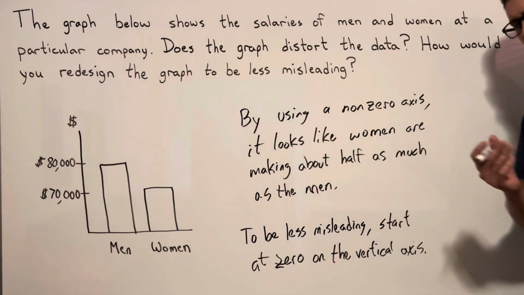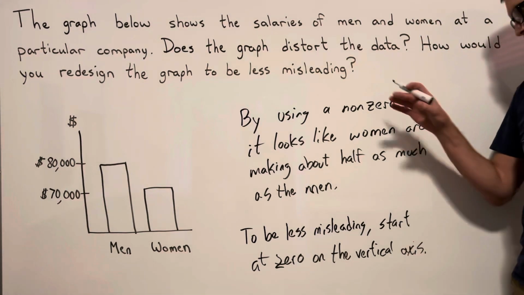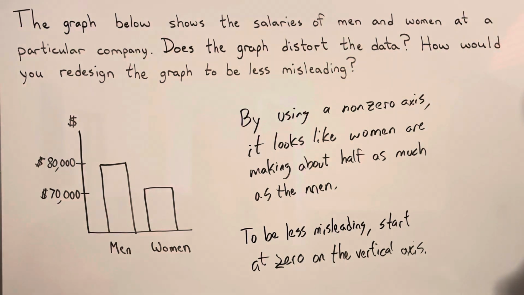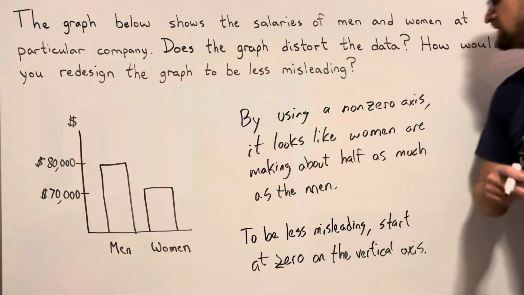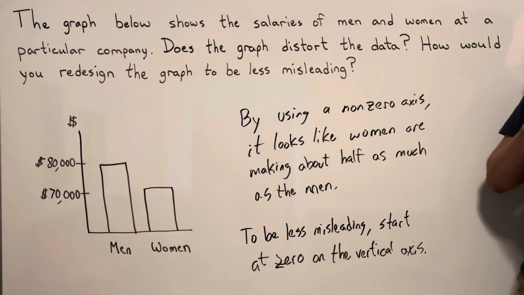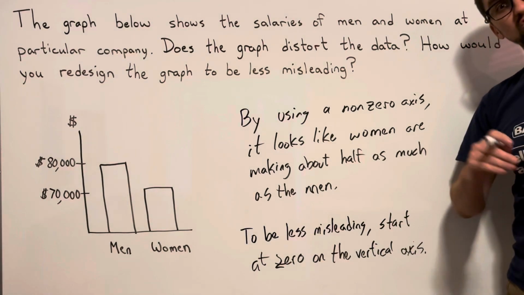Alright, there we go. We answered both questions. Does the graph distort the data? Yeah, by using a non-zero axis. Makes it look like women are making half as much as men. How would you redesign the graph to be less misleading? To be less misleading, you need to start at 0.